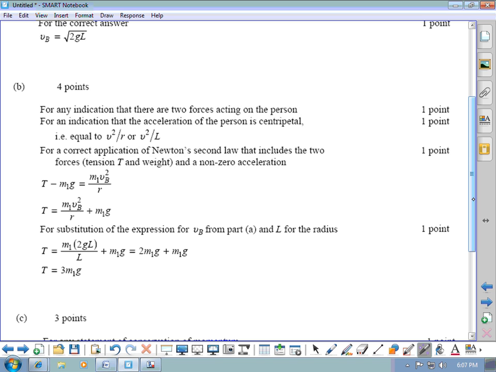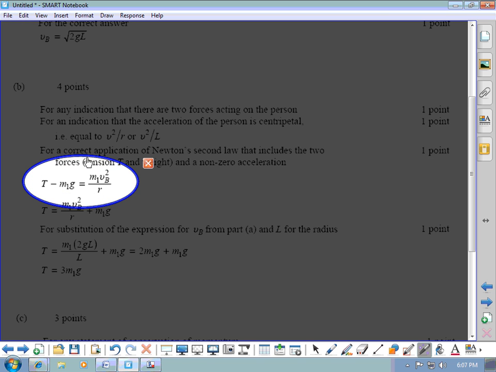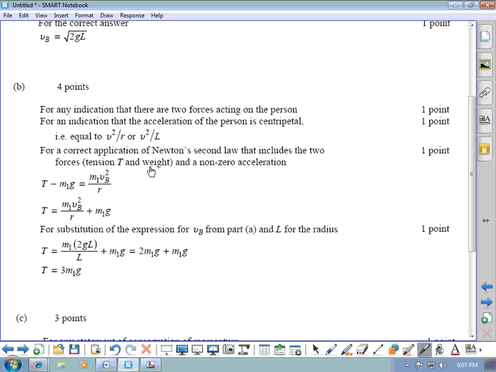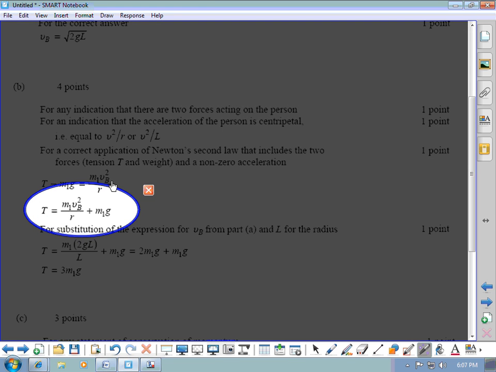For an indication that the acceleration of the person is centripetal, so writing down that the acceleration is v squared over r, that's what they were looking for for that point. And then setting up Newton's law, so setting up that the tension minus the weight, the individual forces added together, equal the mass times the acceleration, or it is okay to just solve directly for the tension. Either of those things are correct ways.